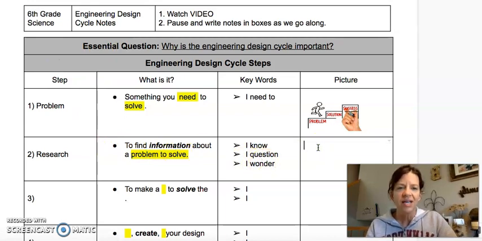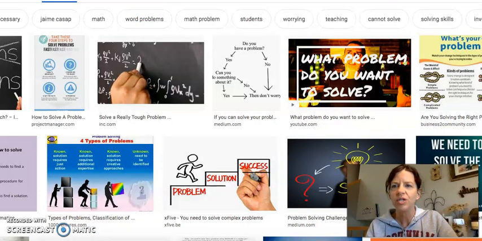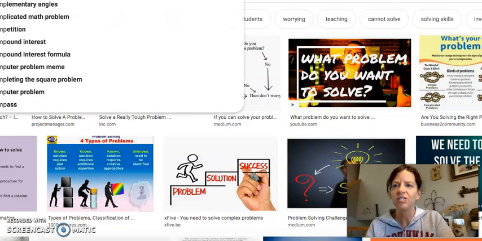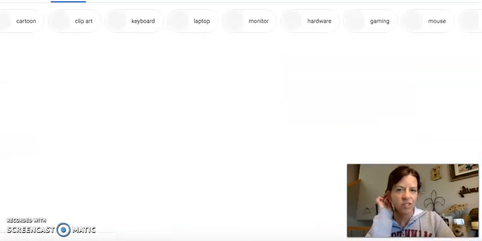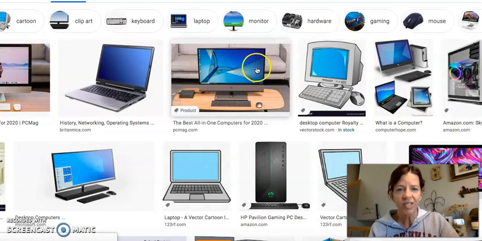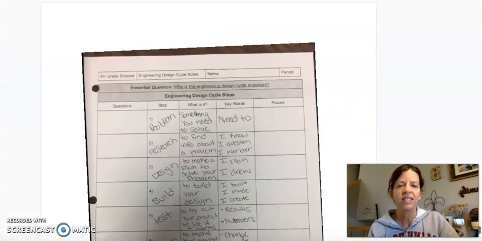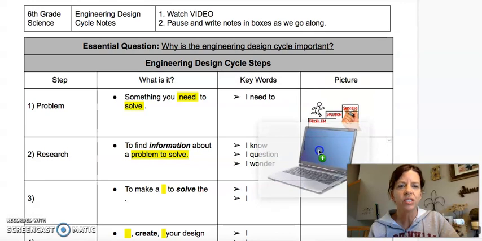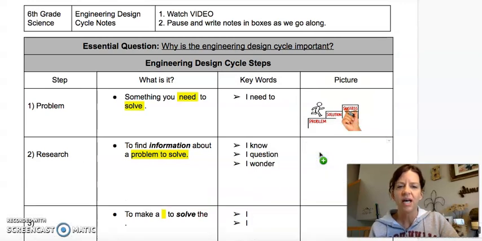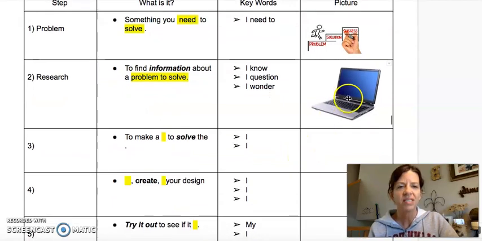Here, students, you're going to find a picture on Google Images about the research phase. Maybe you want to find an image of a computer. It's often where we get our research from. You can find that. You could find a picture of some books. We often find information in books, so you could put books in there, whatever makes sense to you. Okay? So pause the video, find a picture, make sure the research section is finished.